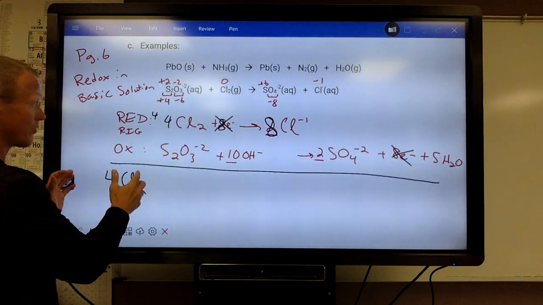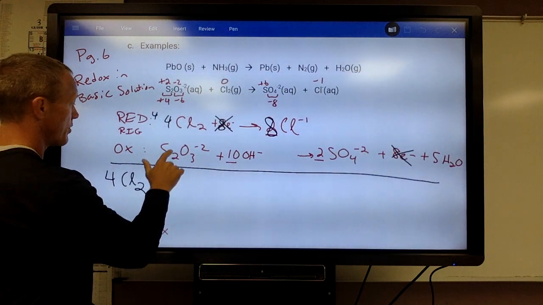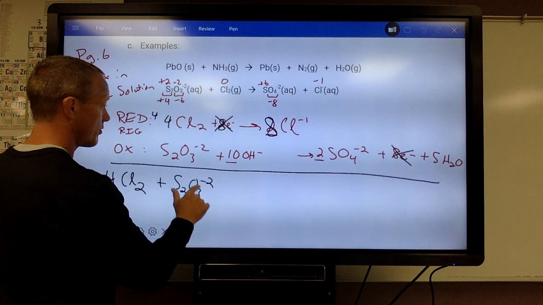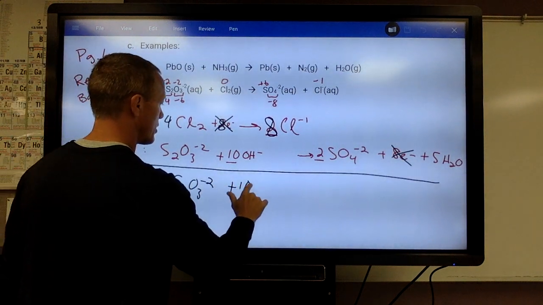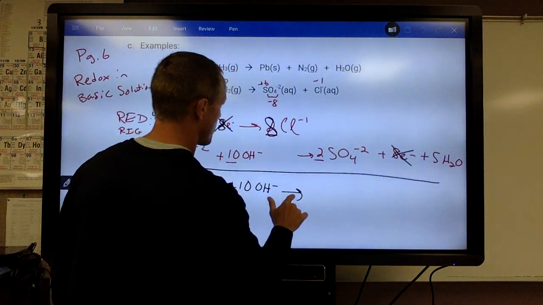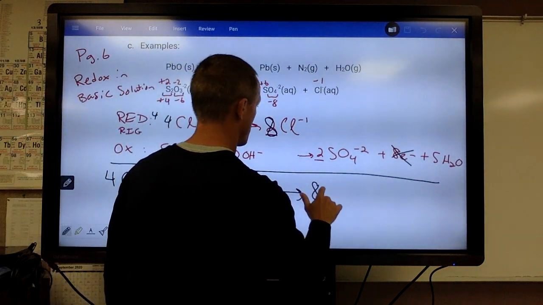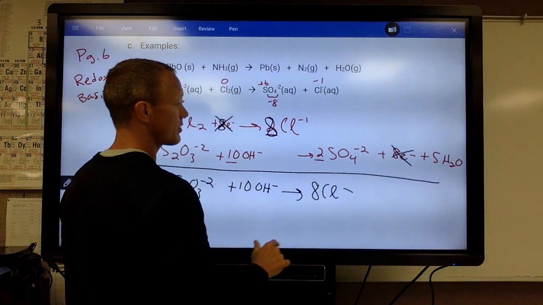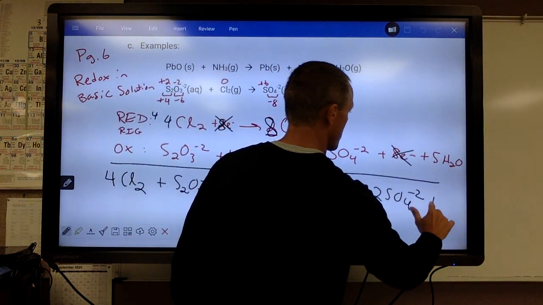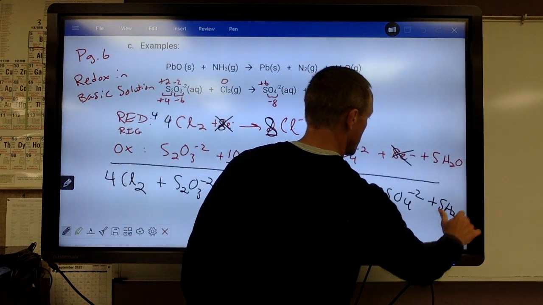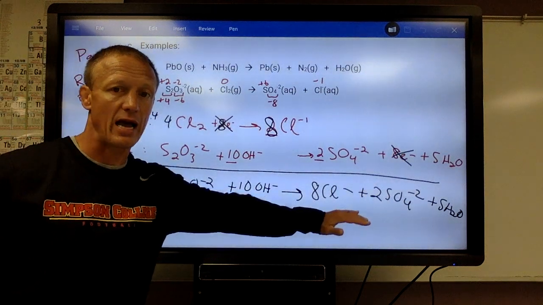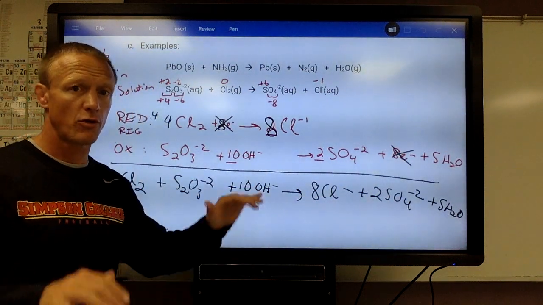So we can just write our reaction. 4 Cl2 that is gaseous reacts with an S2O3 -2 that is aqueous, plus 10 hydroxide ions that are aqueous, forms 8 Cl negatives that are aqueous, plus 2 SO4 -2 that are aqueous, plus 5 waters. Remember, if you have water on this side and water on this side, or hydroxides on this side and this side, those will cancel out.